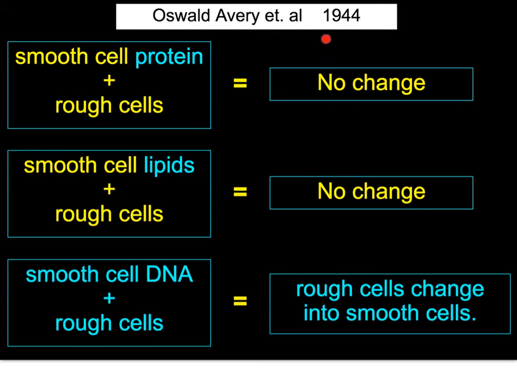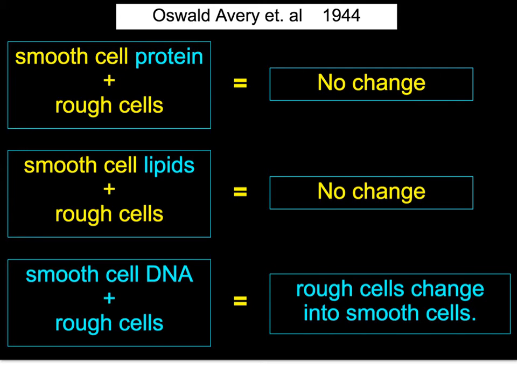But it wasn't until 1944 that the deciding experiment was done. This experiment was essentially a replication of Griffith's experiment, except that instead of taking the entire smooth bacteria, they took pieces from the smooth bacteria. So they took proteins from the lethal bacteria, mixed them with the non-lethal bacteria, and the mouse didn't die. They took lipids from the lethal bacteria, mixed them with the non-lethal bacteria, and the mouse didn't die. But when they took DNA from those lethal bacteria and mixed it with the non-lethal bacteria, that's when the magical transformation occurred. That's when the rough cells changed into the smooth lethal cells and killed the mouse.